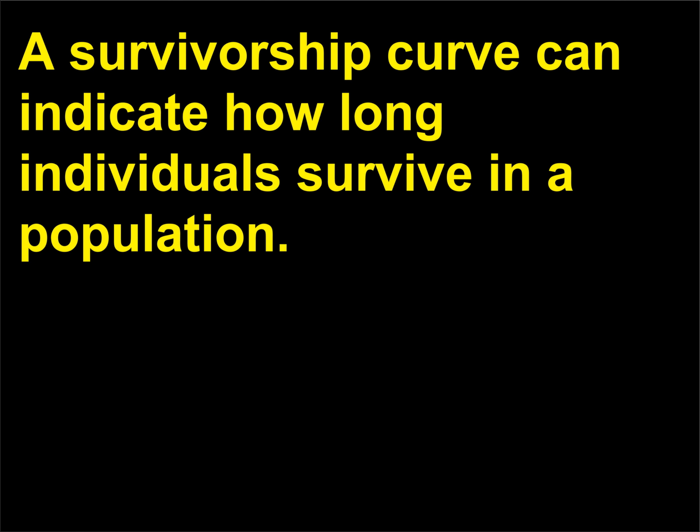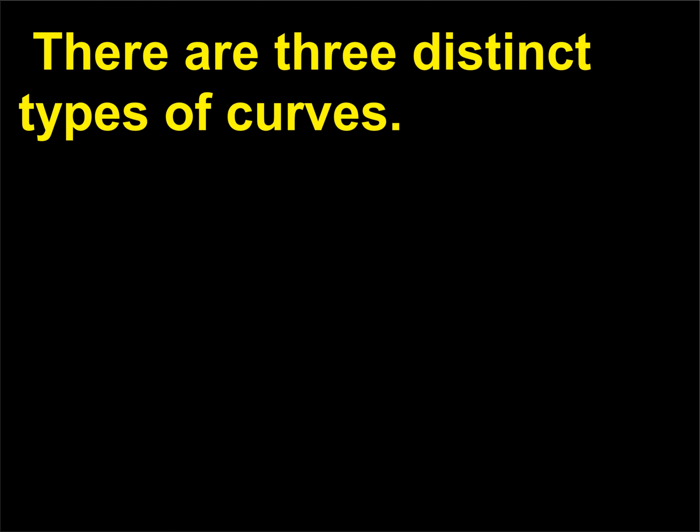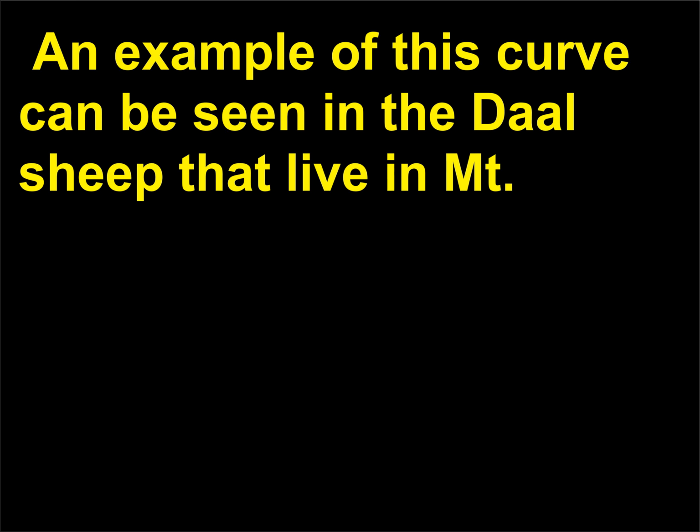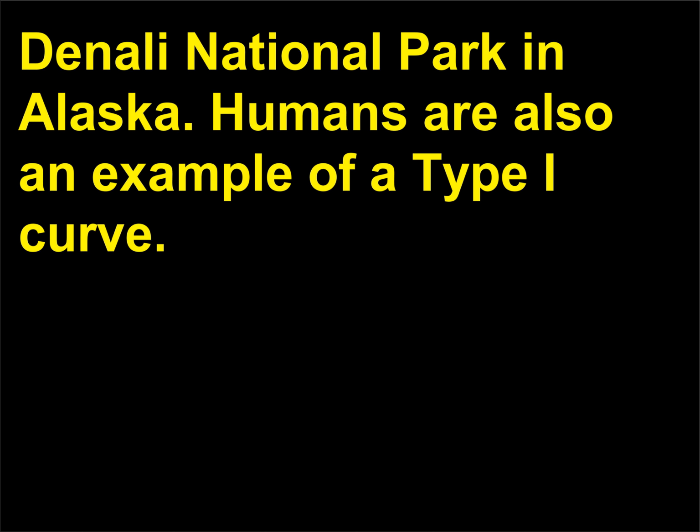What is a survivorship curve? A survivorship curve can indicate how long individuals survive in a population. There are three distinct types of curves. In a type I curve, the young have a high survival rate and typically live a long life. An example of this curve can be seen in the Dall sheep that live in Mt. Denali National Park in Alaska. Humans are also an example of a type I curve.